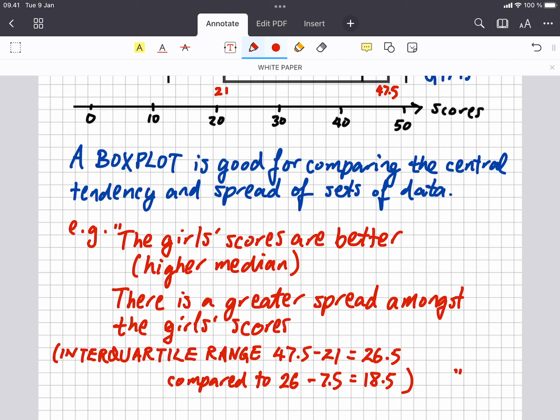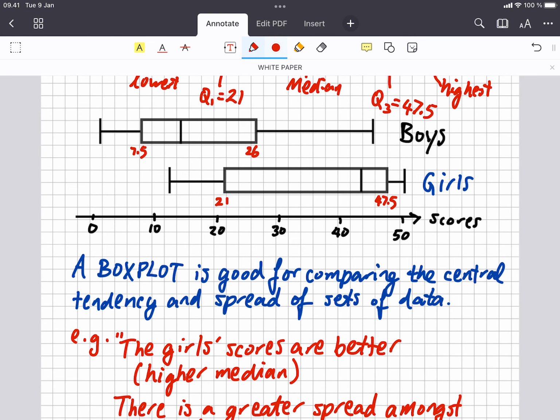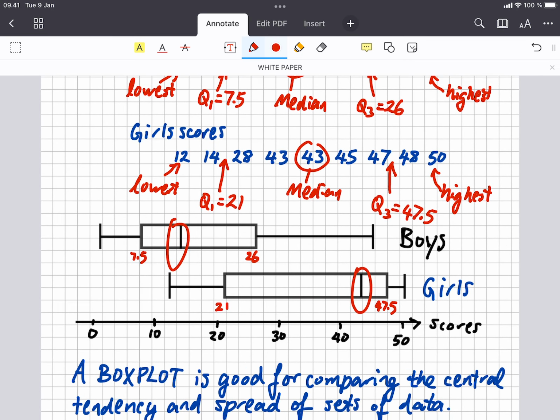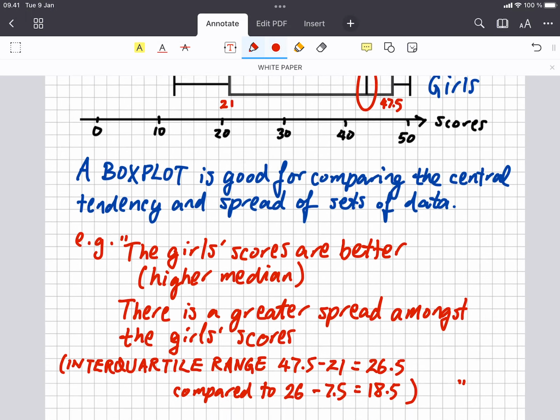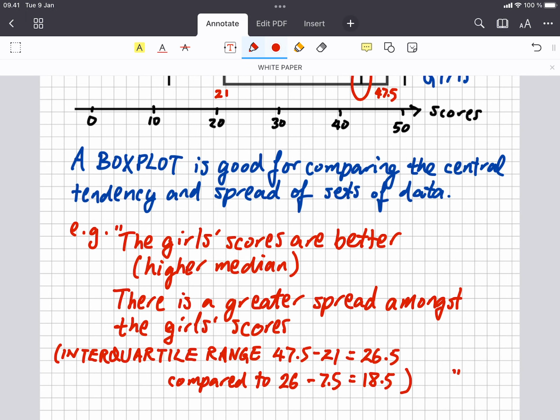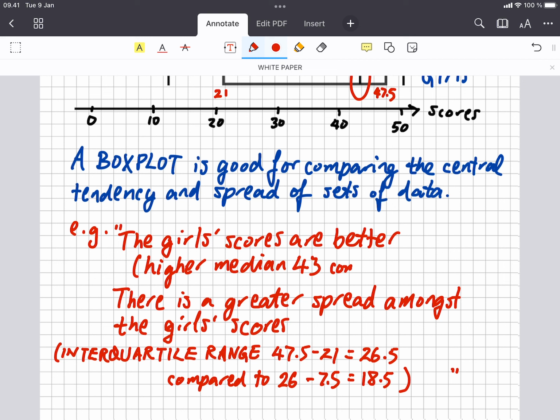So you could write the girls' scores are generally better, and then you can support that with a statement that the median is higher for the girls. So the median is, you can see on the box plot, higher for the girls than the boys. And in fact, it's 43 compared to 14. So higher median. Let's just write 43 compared to 14.